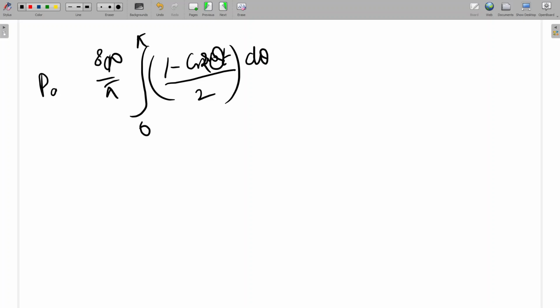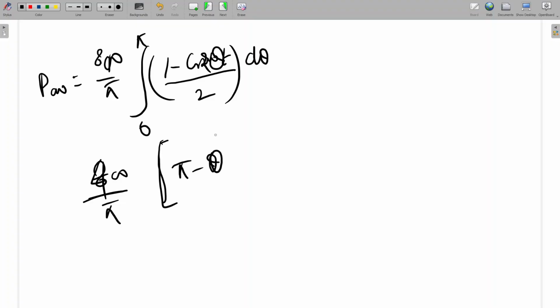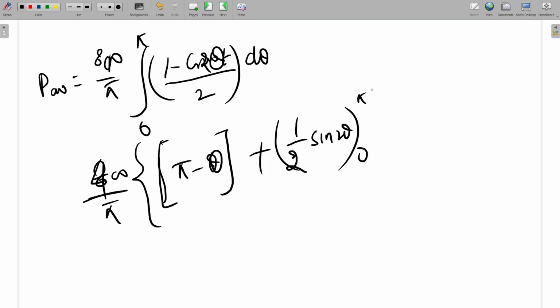So it will be 800 upon pi, and we can say 400 upon pi. Here the first term will be theta, so pi minus 0. And the second term will be 1 by 2 sine 2 theta, which is 0 at both limits. So it will be 400 by pi into pi. So it will be 400 watt.